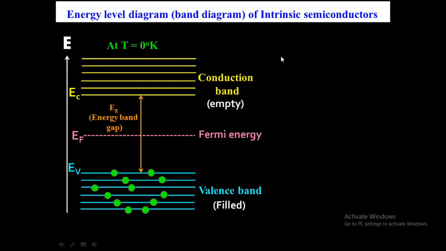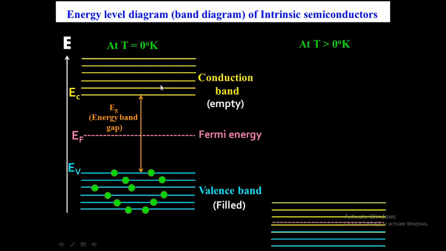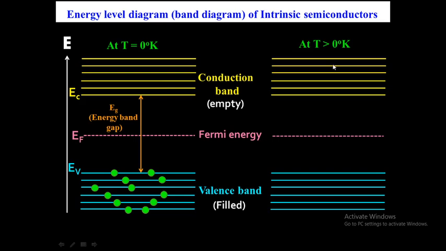But what happens when the temperature increases above 0 degree Kelvin? The valence electrons which are bound to the atom will get thermal energy and become free. They acquire energy greater than the energy band gap, and then they move from the valence band to the conduction band. They behave like free electrons, and those free electrons are responsible for the conductivity in intrinsic semiconductors. So I am showing the band diagram at a temperature greater than 0 degree Kelvin.